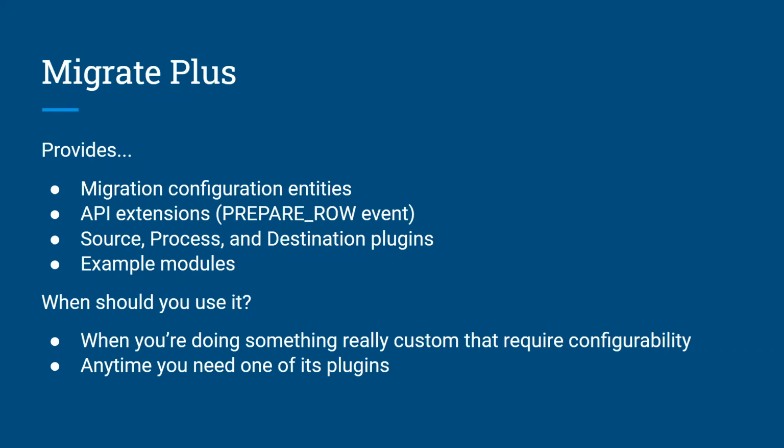And let's see, these other source plugins that it provides are XML, JSON, I think SOAP, and I don't remember what else. The process plugins that it provides, I think there's about a dozen of them. I'm not going to try and list them here. I don't remember them all anyway. As for destination plugins, I believe it provides the ability to migrate data into any arbitrary SQL table. And also, if you're just getting started in the Migrate space, then please check it out, because it also contains really, really helpful example modules.